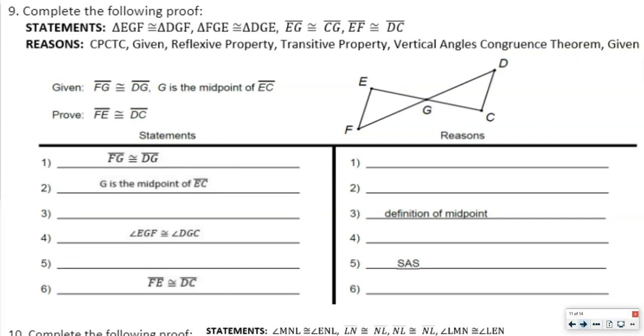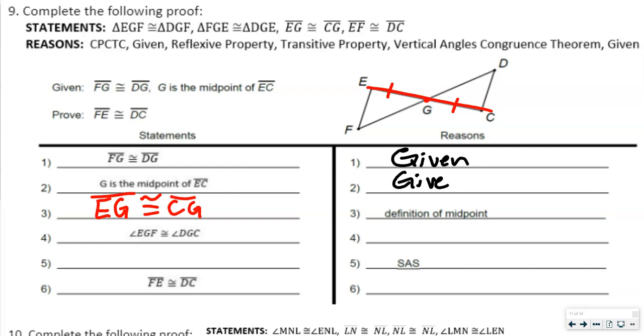So then this one we're going to actually say again, where do we get our first 2 steps from? It says, given FG is congruent to DG, and G is the midpoint of EC. So this is given information, as is the next step, okay? Then it says the definition of a midpoint. It says G, right here, is the midpoint of this, right? So if it's the midpoint, don't we know that EG is congruent with CG, right? Isn't that one of our steps? EG congruent with CG, right?